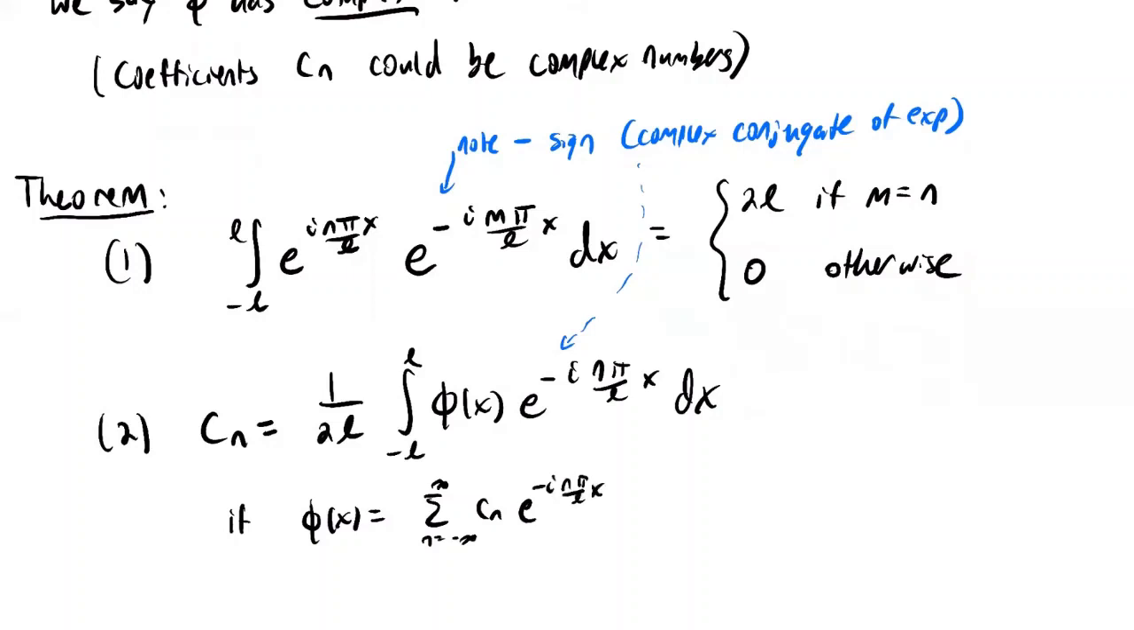But more generally, even if we don't know the function is equal to its Fourier series, we can still calculate this integral and calculate Cn. So this is, again, usually called the nth Fourier coefficient, regardless of whether or not we actually know that the function phi is equal to its Fourier series. You can still calculate these things, because it's just an integral over a finite domain.